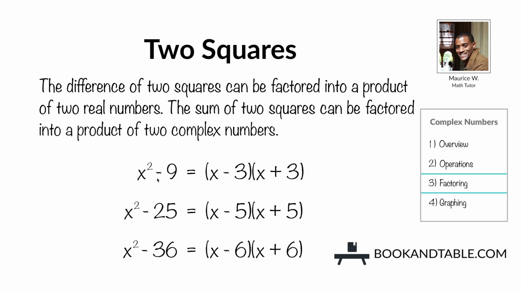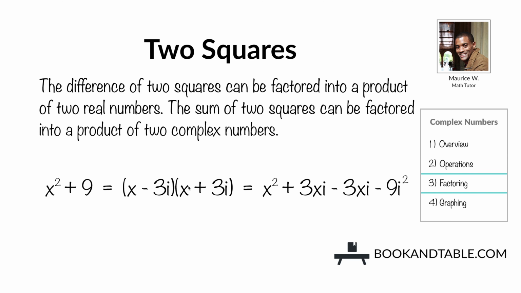So again, the difference of two squares gives us factors that are real numbers. But if we had the sum of two squares, it's the same exact process, except our integers are imaginary numbers. So we attach an i to our integers. So for example, x squared plus 9. What is the square root of the first term? X squared. That would be x, so that goes into each factor. What is the square root of the second term? 9. That would be 3, so that goes into each factor.